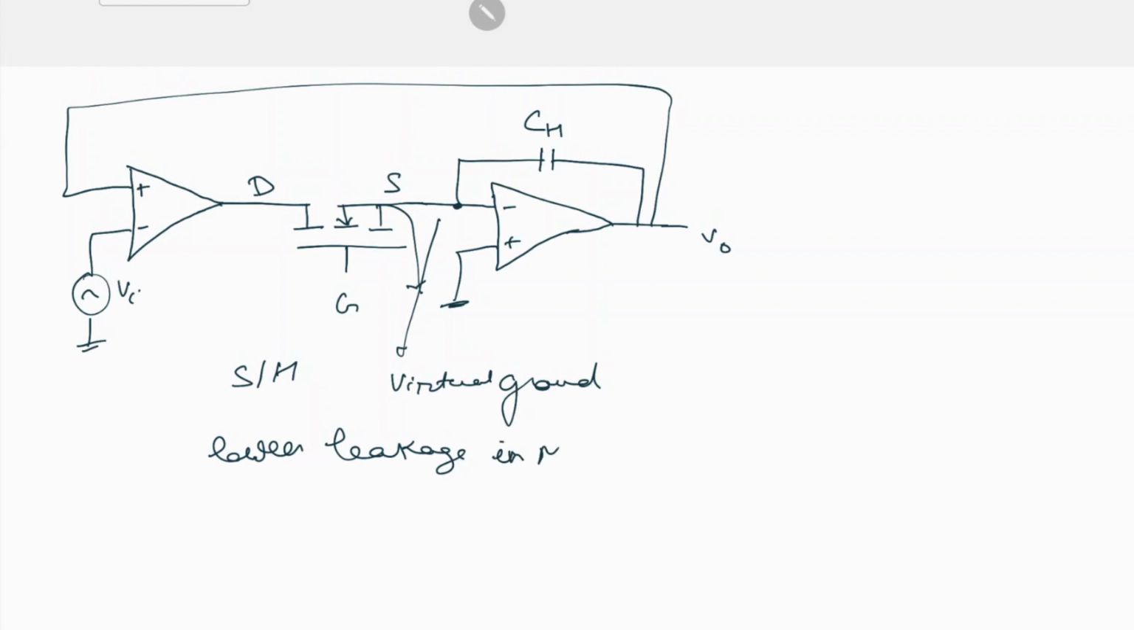Here, if you notice, the polarity has been changed. Earlier the input was at the positive or non-inverting terminal of op amp 1. Now it has been fed into the inverting terminal of op amp 1.